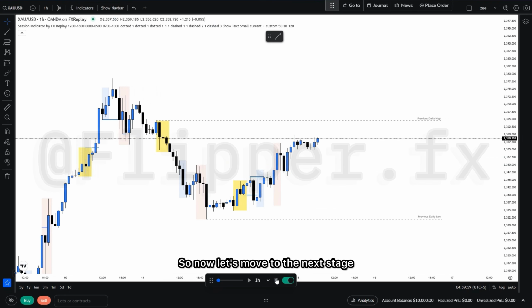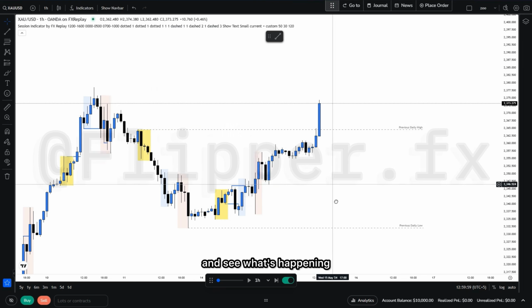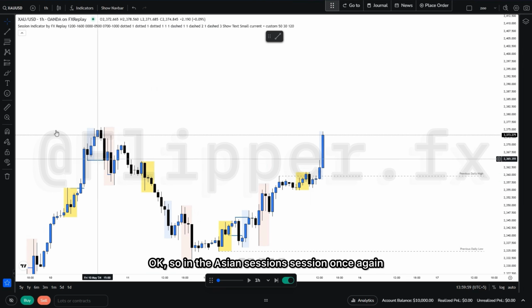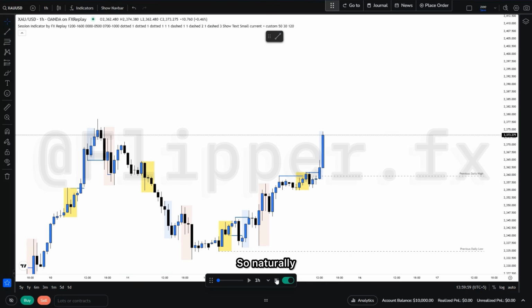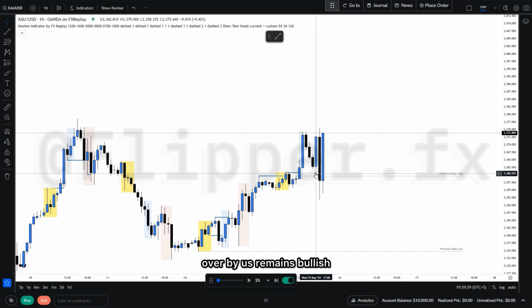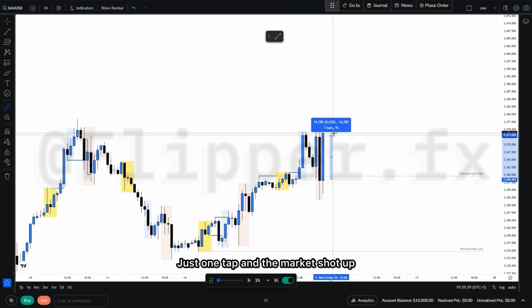Alright, so now let's move to the next stage and see what's happening. Okay, so in the Asian session once again we are seeing the same pattern repeating. Another high break, so naturally our bias remains bullish. Now take a look at this candle. Just one tap and the market shot up.